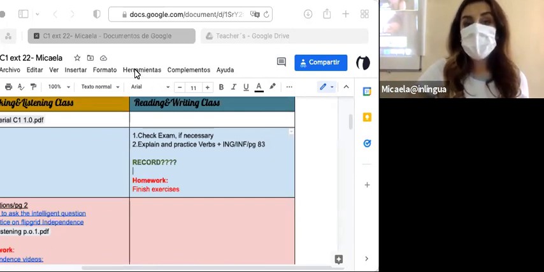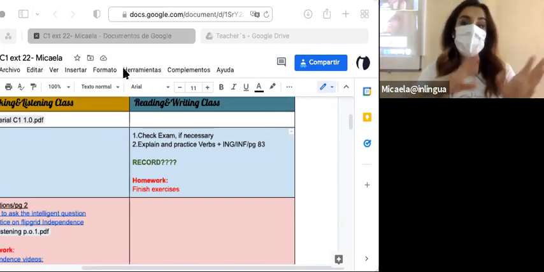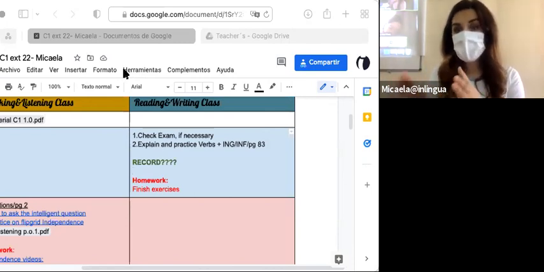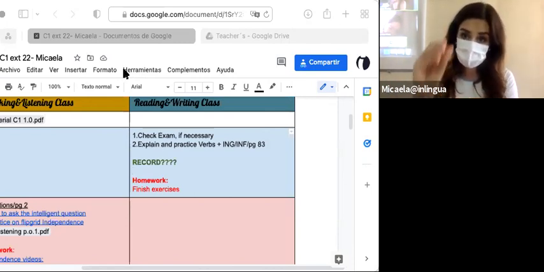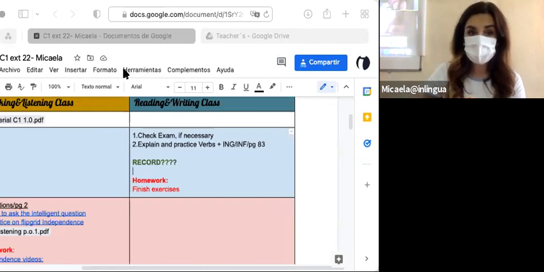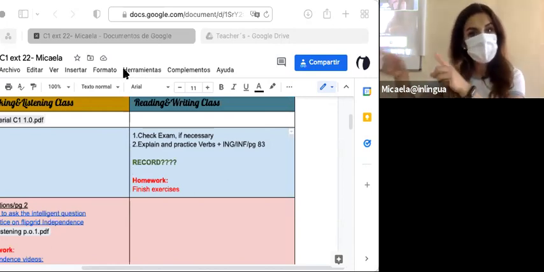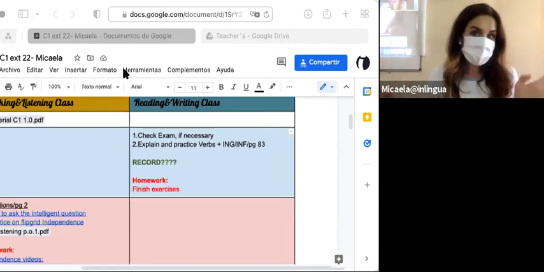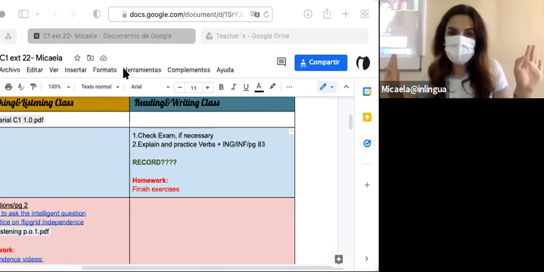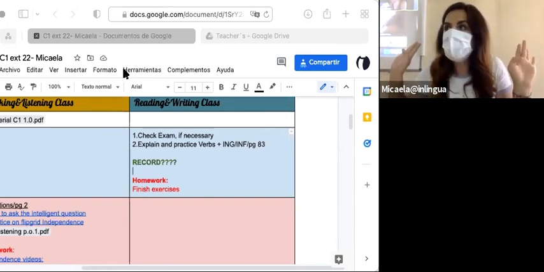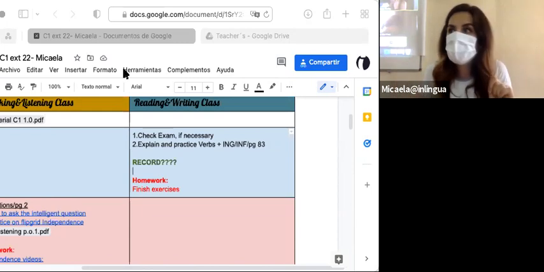But if I use require plus an object plus to, I indicate the person that I want to do that action. They required him to fill out a form. So they told him to fill out a form. Whereas with the letters, I'm not saying anyone should do that. These letters require typing. Quien lo haga, pues no está indicado.